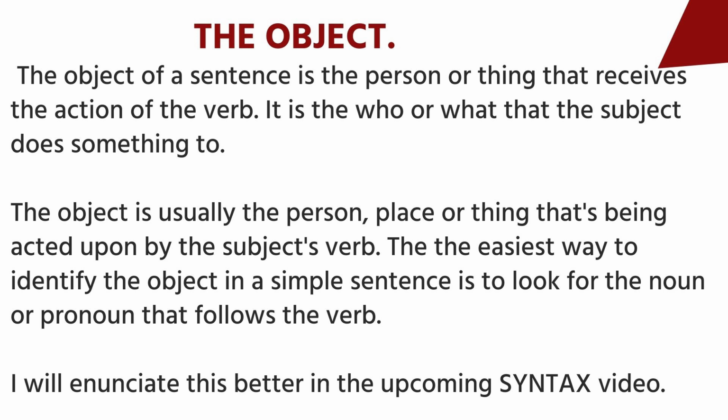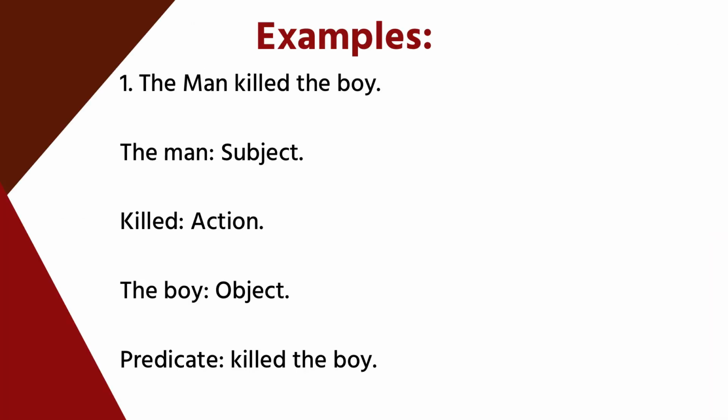So let's move on to the examples of a subject in sentences. The first example, the man killed the boy. The man is the subject. Who killed the boy? The man. The action performed by the subject, which is the man, is killed. The boy is the object. The predicate is killed the boy.